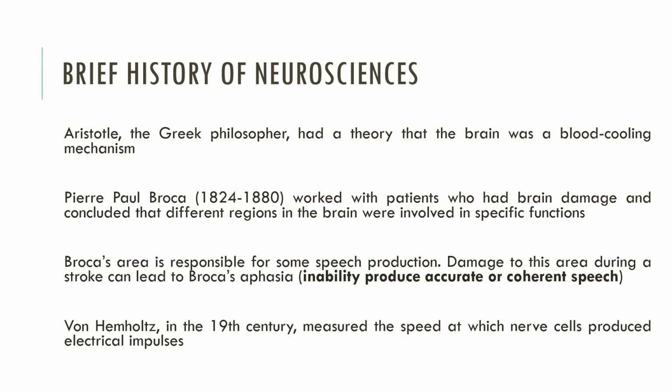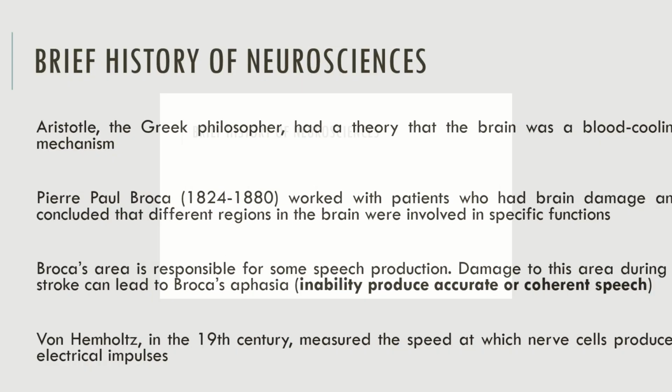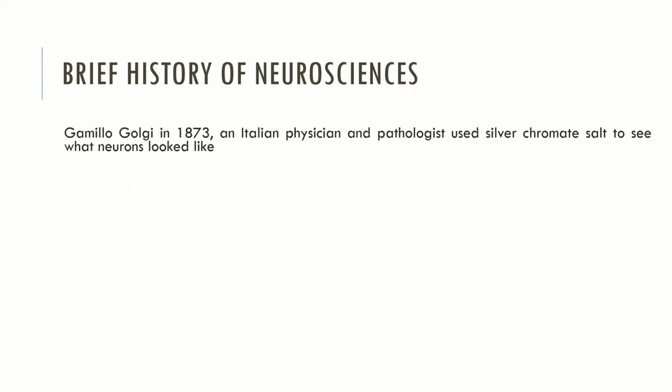So, as you can see, some parts of the history of neurosciences were covered in the previous video. You can look at that video and see in detail what happened during the story of neurosciences. Camillo Golgi, an Italian physician and pathologist, used silver chromate salt to see what neurons look like.